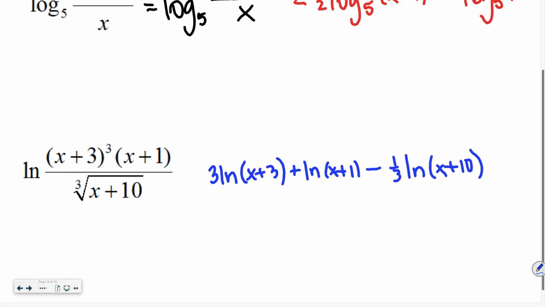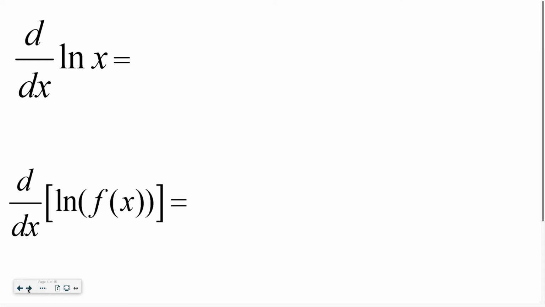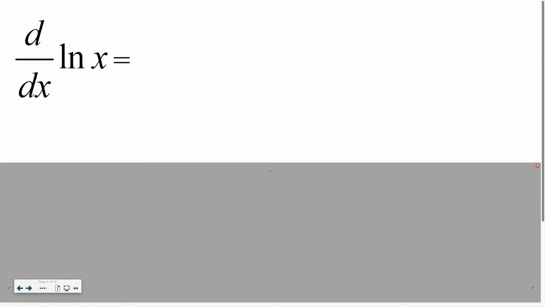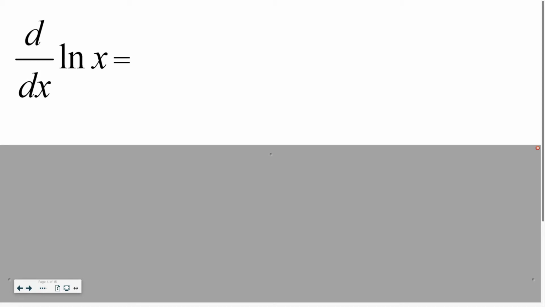Okay, now let's talk about the calculus side, and we'll eventually get to how expanding a logarithm can actually help us in the calculus part of it. So here's another rule for you to remember. The derivative of the natural log of x is 1 over x. Circle it, highlight it, star it, box it, do something so it draws your attention.